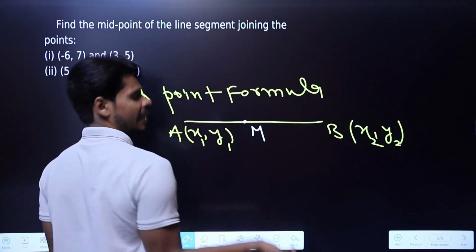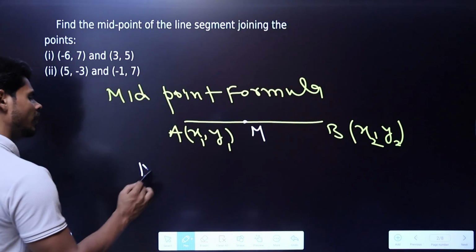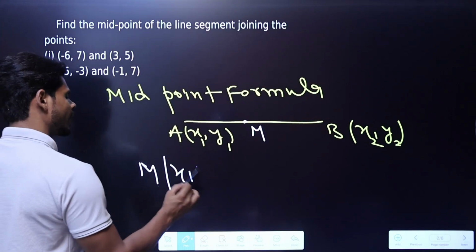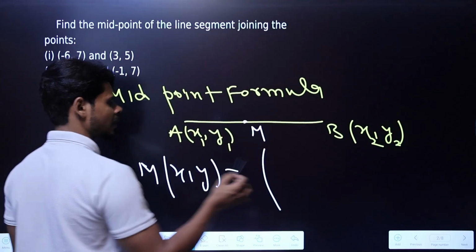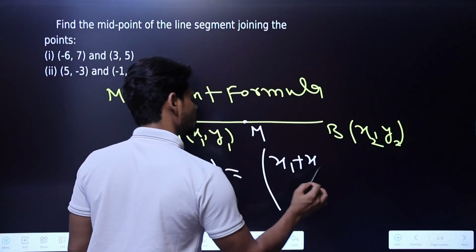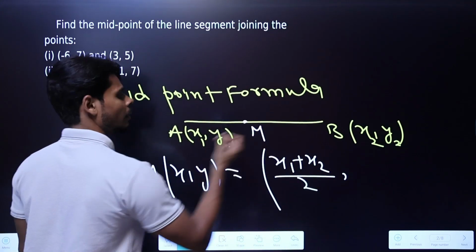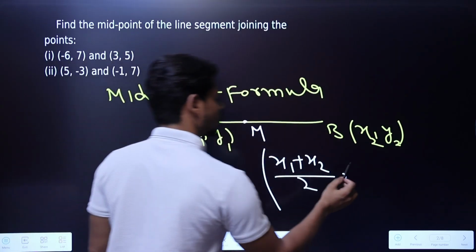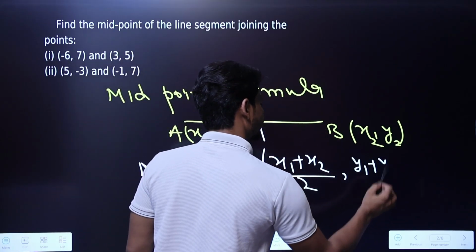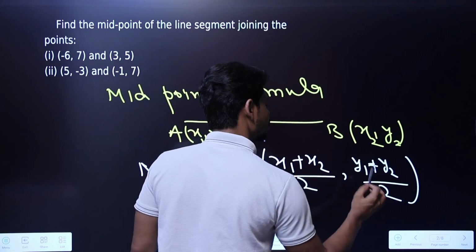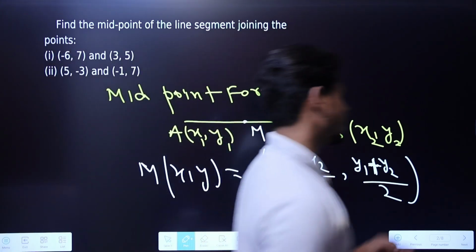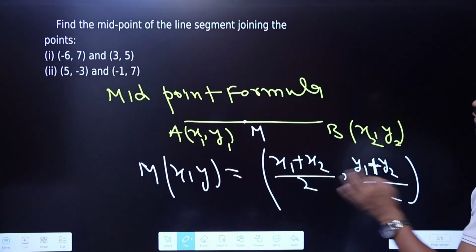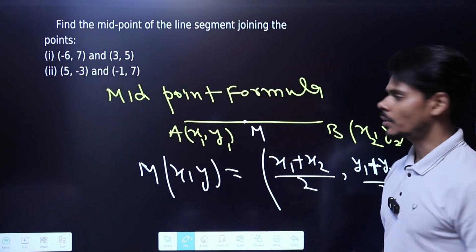Let's say this point is M, so the coordinate of M will be x comma y. To find the x coordinate you just add x1 plus x2 by 2, and to find the y coordinate you add y1 plus y2 by 2. So this will be the formula to find the coordinate of the midpoint of the line joining 2 points. Got it, guys? Okay, fine.